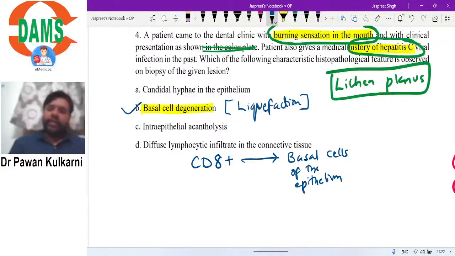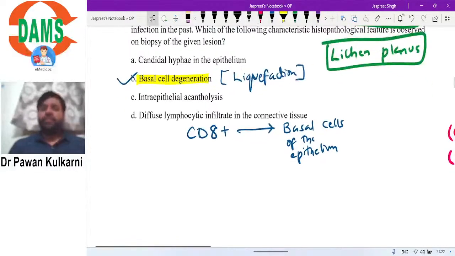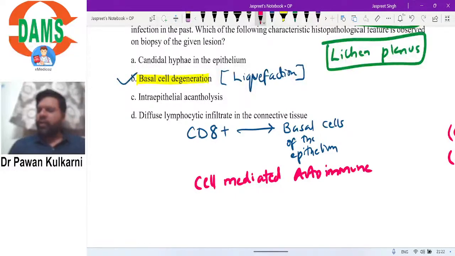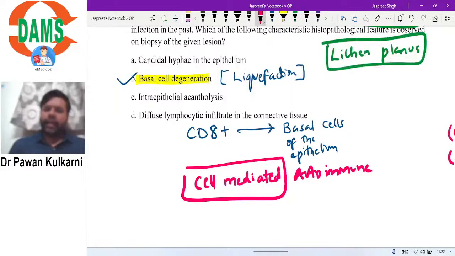So basically, this lichen planus is a cell-mediated autoimmune disease. So it is autoimmune, but mainly cell-mediated. Mainly the CD8 T lymphocytes are going to cause the liquefaction degeneration of the basal cells of the epithelium. So by this way, we can rule out the other options. We can rule out intraepithelial acantholysis.